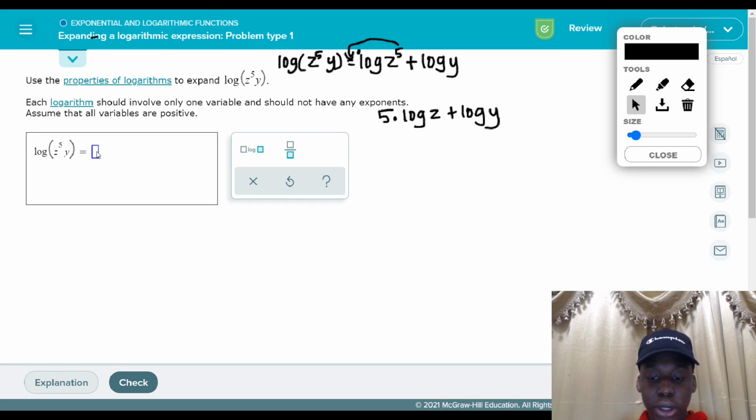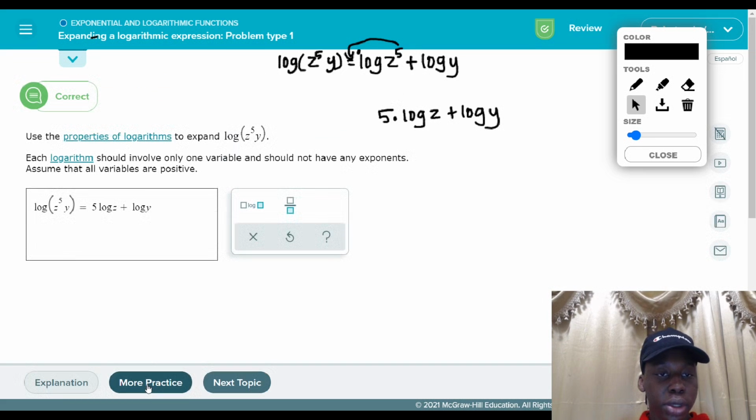So let's take a look at that. Let's plug in the answer here. This is 5 log z plus log y. Check that out. So this question is really simple. What we're asked to do is observe the question and ask ourselves what properties we are supposed to use. Once you've identified the properties, you work with them and put them in the question, and then you work your way through after you have expanded your equation.